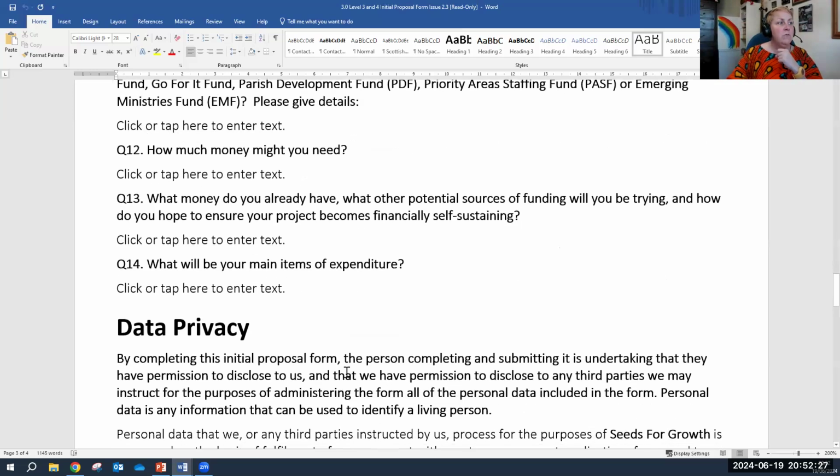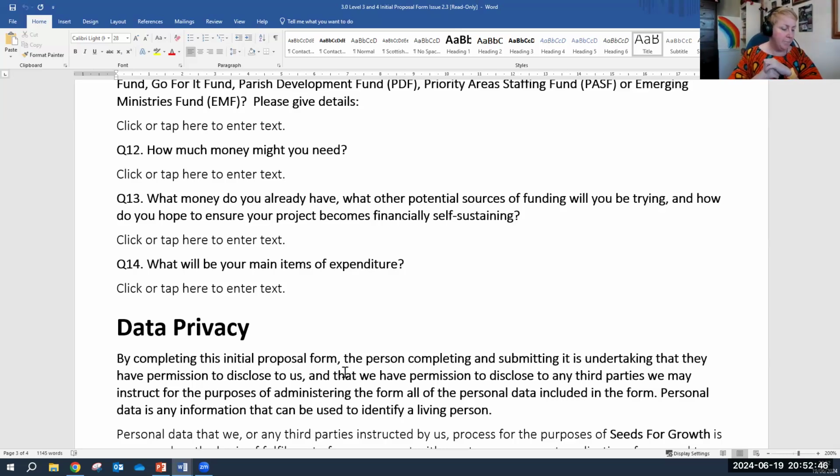And then question 14 is, what will your main items of expenditure be? So at this level of form, we're not asking you to itemize, but if you know that there are going to be really chunky pieces, like, for example, you might say, we're going to be employing somebody as part of the project, and that's going to be this level, then that would be just helpful for us to know right from the beginning.